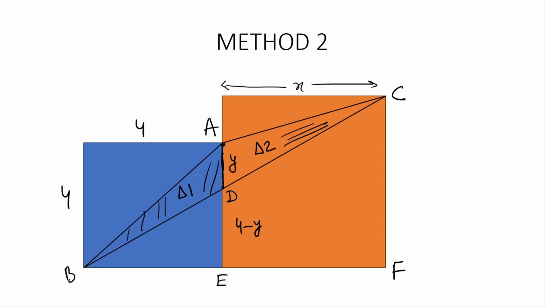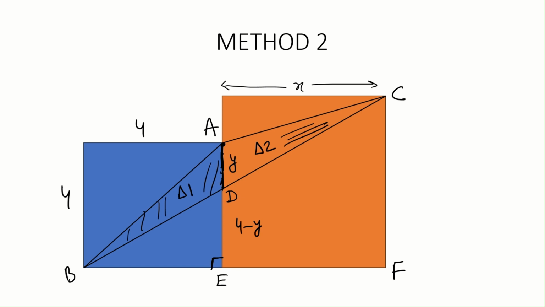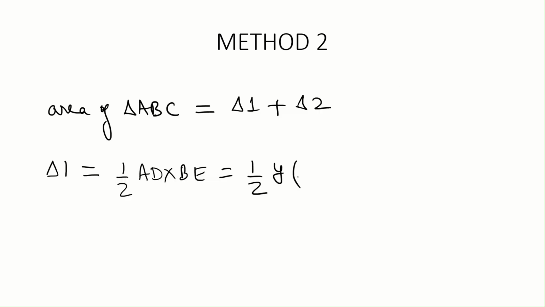Delta 1 is the area of the blue triangle, and the area of the blue triangle is very easy to calculate if you appreciate this basic idea that if the base of this triangle is AD, then its altitude is going to be BE. So the area of triangle delta 1 is coming out to be half of the base AD multiplied by the altitude BE. And we can substitute these values. Half of AD is y units, we don't know the value of y, and BE is 4 units because BE is the side of the first square. So this area is coming out to be half of 4y.